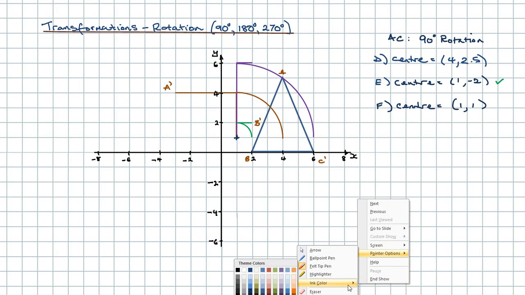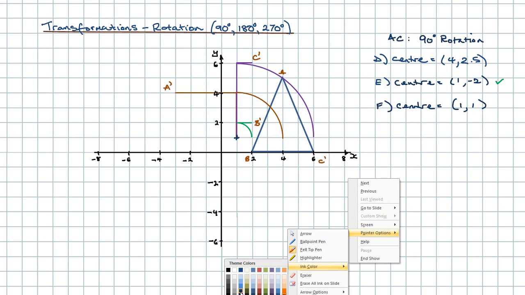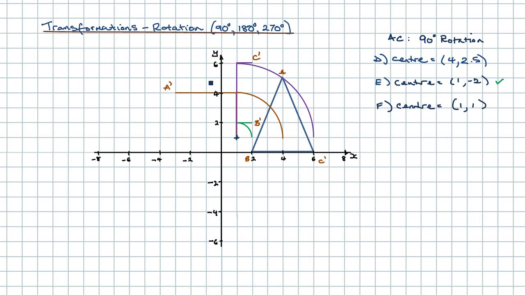Okay, so now let's label up that point as C prime and join all of these vertices, these 3 vertices together. Okay, and just fade those out. There we go.